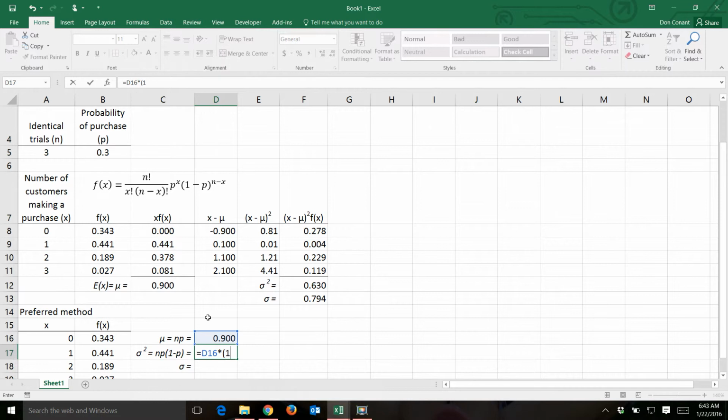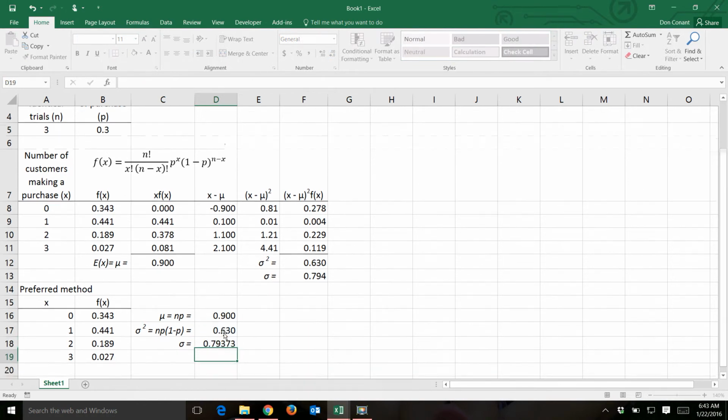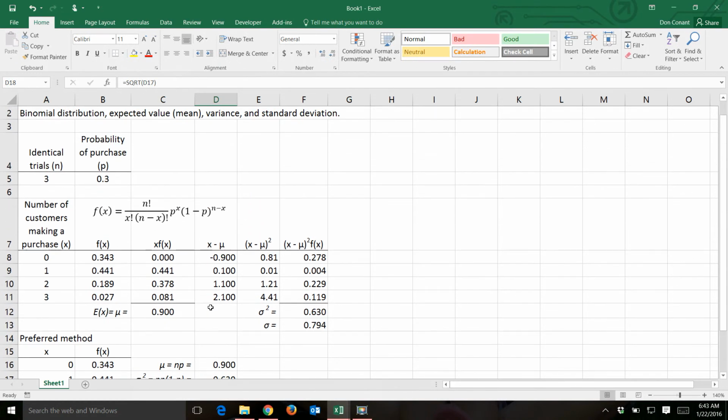The variance is defined in the text then as n times p, or the mean, times 1 minus the probability. That gives us the variance. You can see again, that's the same answer as we got over here going through all of these steps. And the standard deviation is always the square root of the variance. And that gives us our standard deviation.